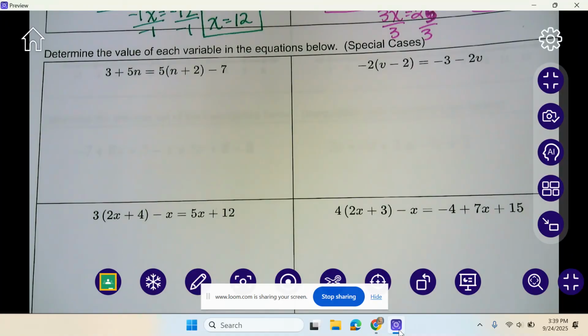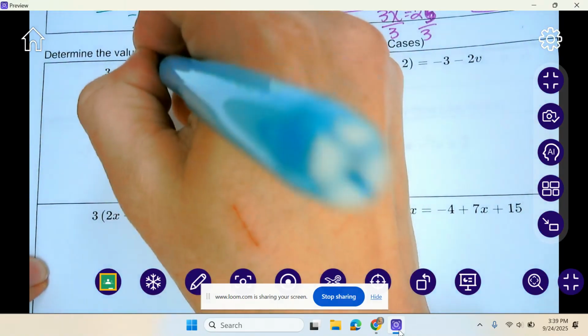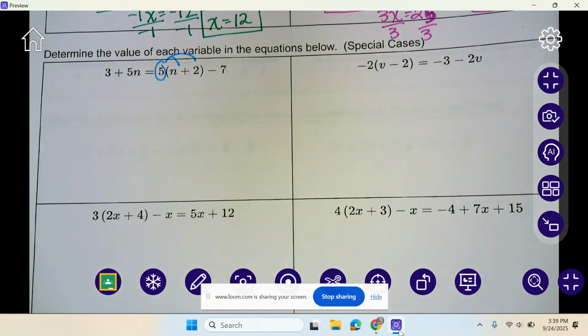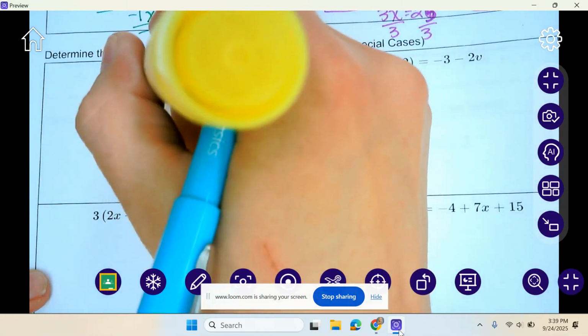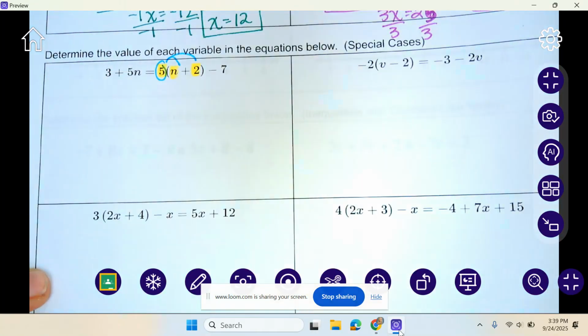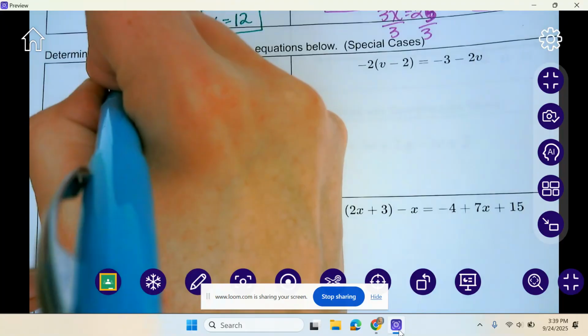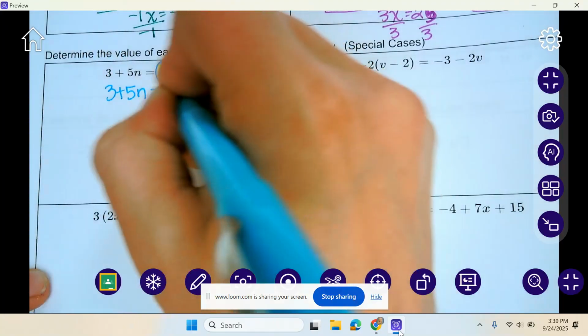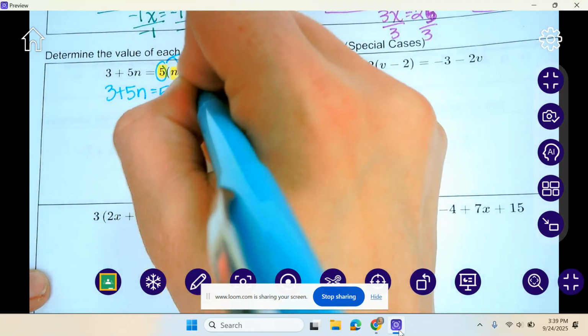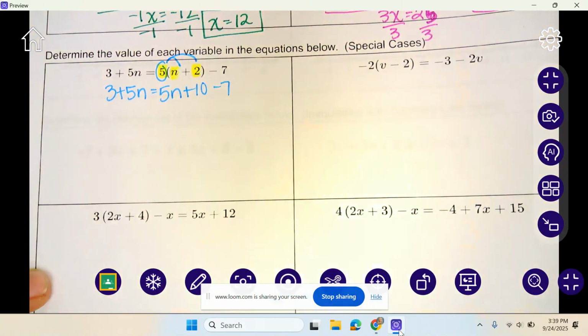So getting back in. So we're going to take a look at the special cases. So first up is distribution. So this 5 right here is going to be distributed to the n as well as the 2. So I have 3 plus 5n equals 5n plus 10, and then my minus 7 stays the same.